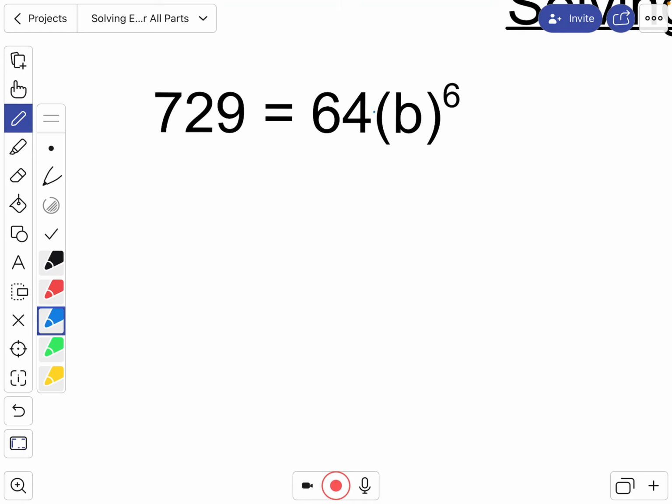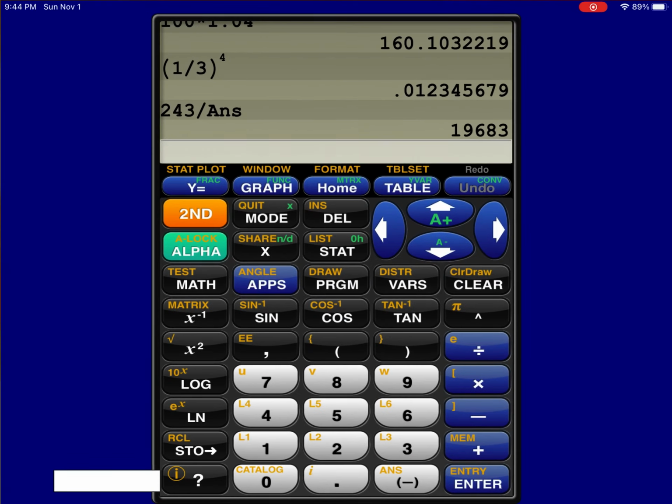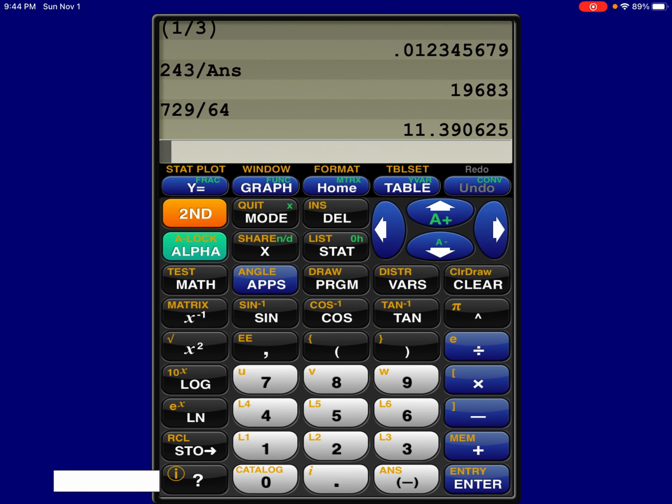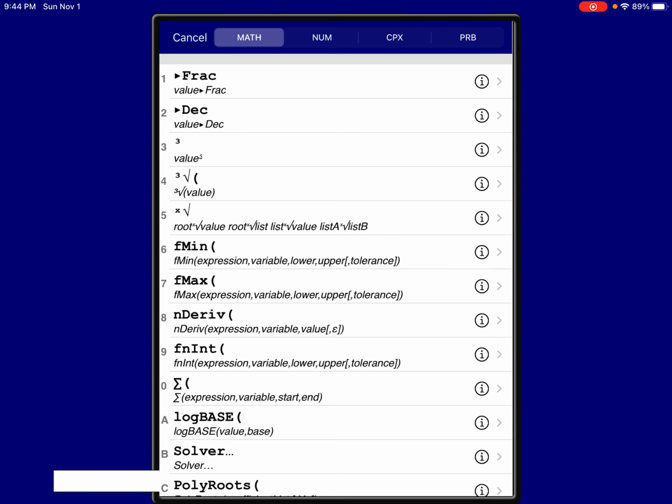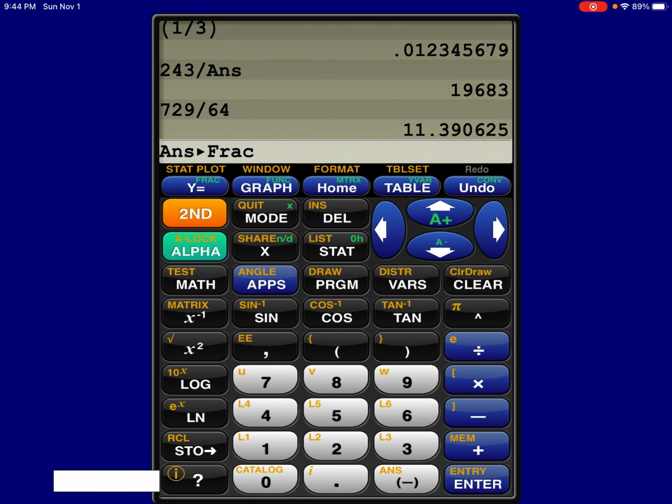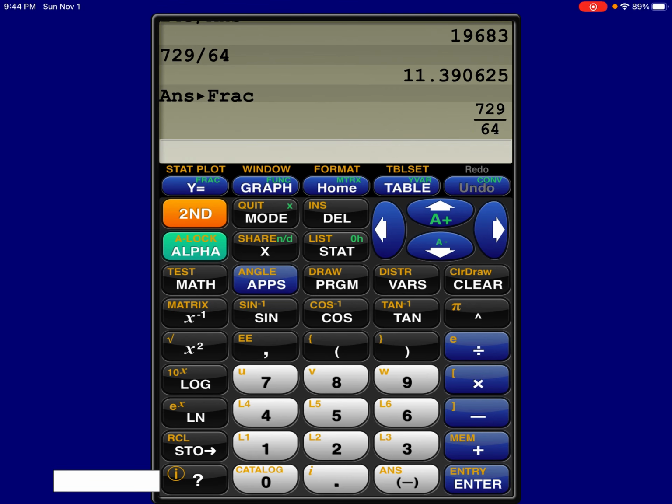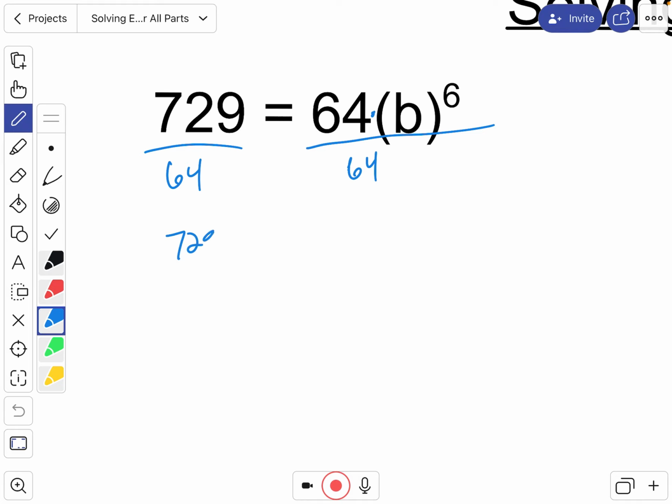This is 64 times b to the 6th. And so my first step is going to be divide by 64. And so 729 divided by 64. I get 11.390625. Now I'm going to turn that into a fraction. And what do we get? That's 729 over 64. So let's just leave it like that for now. And then we'll decimalize it later.